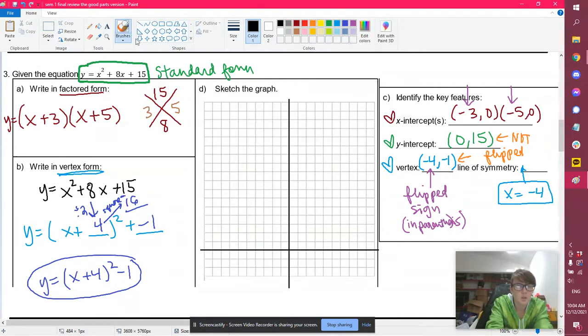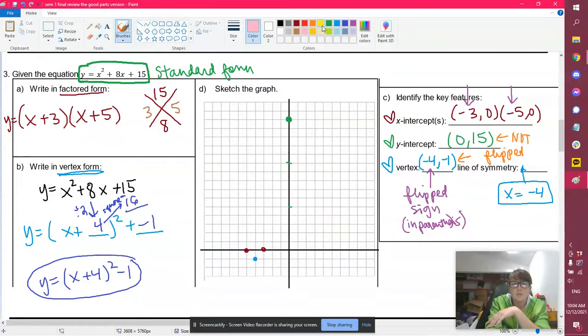Nice. In order to sketch the graph, I just find these points. So negative 1, 2, 3, 4, negative 1. These ones are at negative 5 and negative 3. Oh, shoot. Let's do it in the right colors. And the y-intercept is at 15. 1, 2, 3, 4, 5. 1, 2, 3, 4, 5.